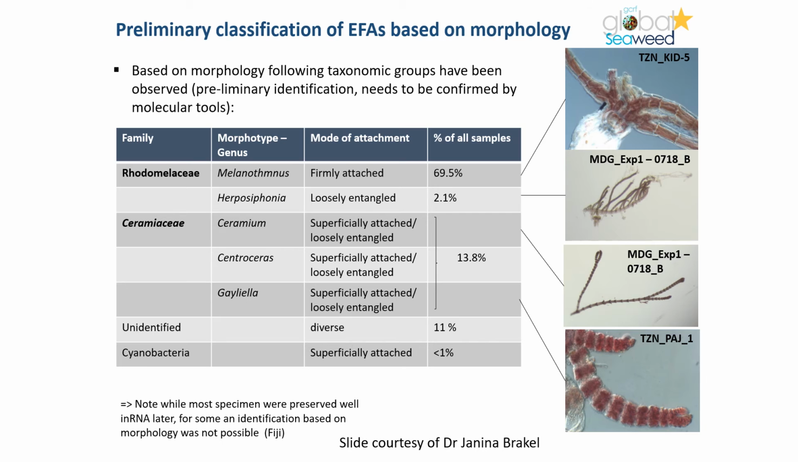During the course of examining the EFA samples, we also looked into their mode of attachment and their abundance. So for the samples from Western Indian Ocean and Fiji, we noted that the majority of samples belong to the Melanothamnus morphotype, so it's almost 70% of the samples, and this is followed by members of Ceramiaceae, which is 13.8%. So the Melanothamnus are firmly attached to the host, so this means that they bring the most damage to the eucheumatoid host. While for the Ceramiaceae, they are less tightly or firmly attached to the host.